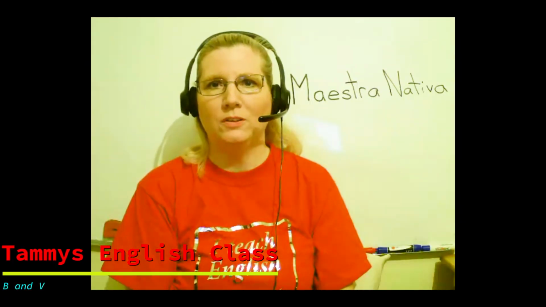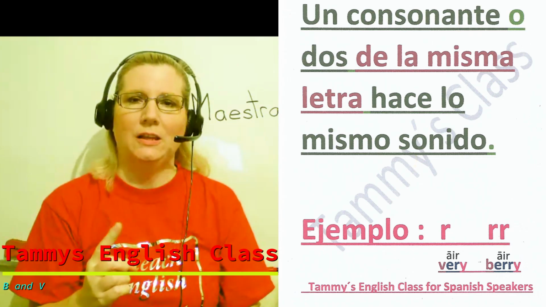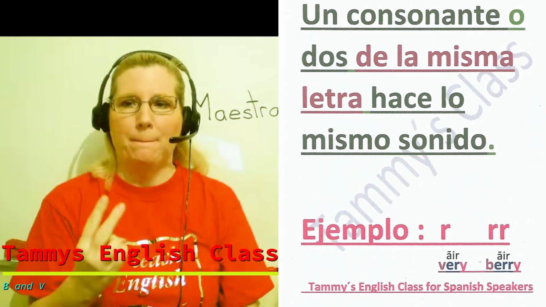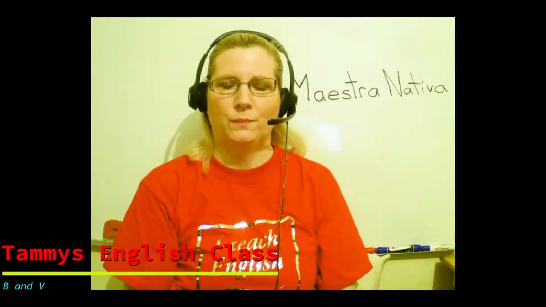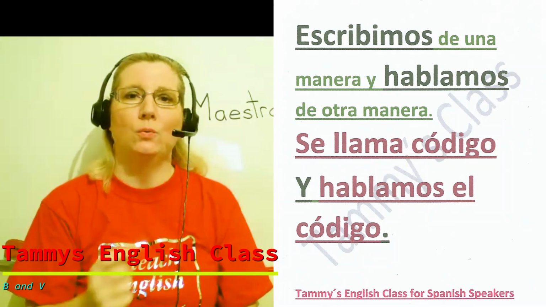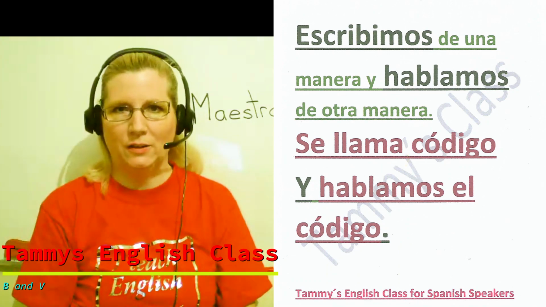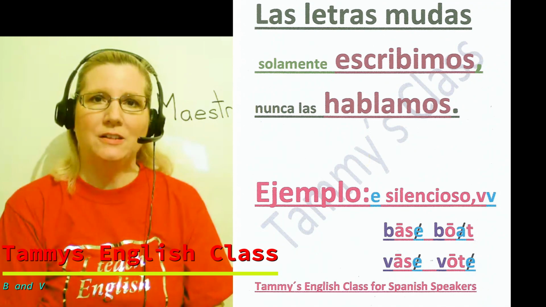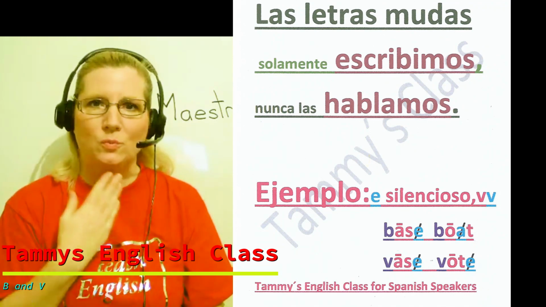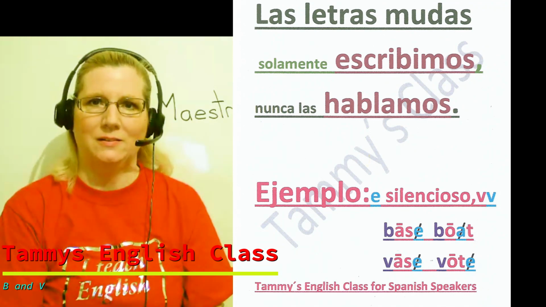These are important rules that we need to understand. One consonant or two of the same letter make the same sound. Okay, that's one rule. Another rule is we write one thing and we speak another. Another rule says that if a letter is silent, we don't speak it, we only write it. These are some differences between B and V.